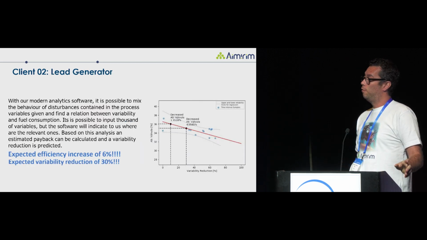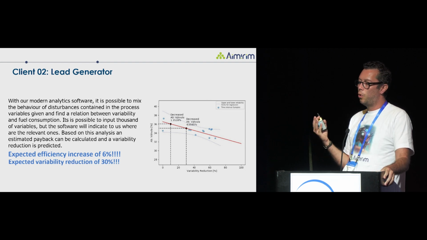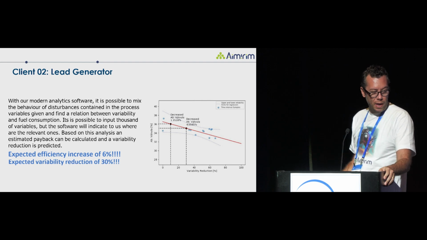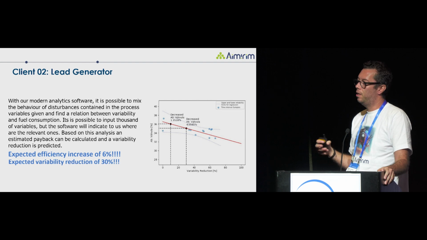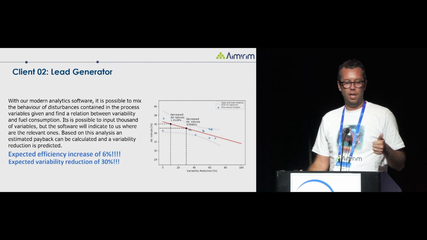So what we did first for this client, we generated a lead to predict the savings. So we expected an efficiency increase of 6% and a variability reduction of 30%. And then the client said, okay, move forward.